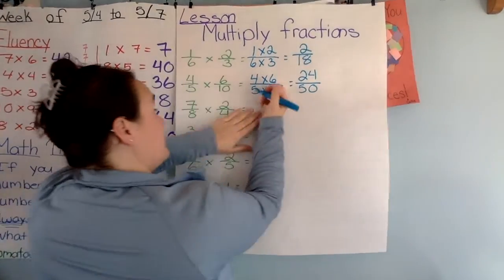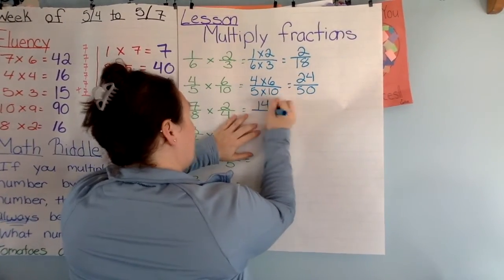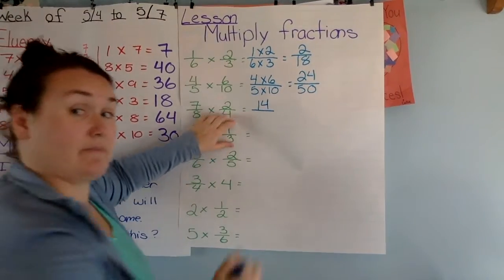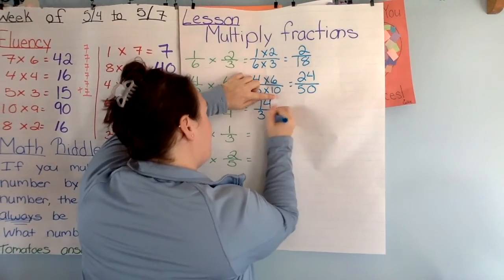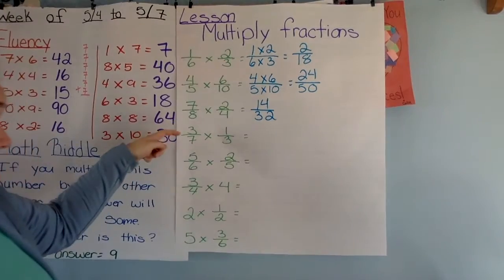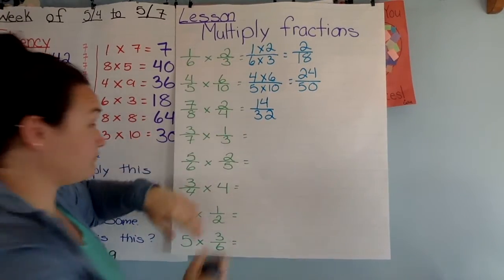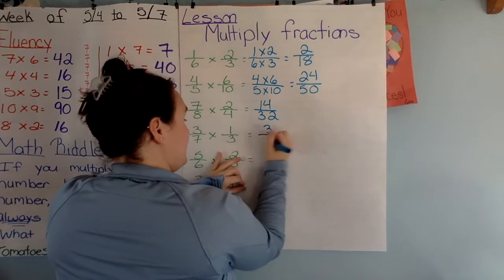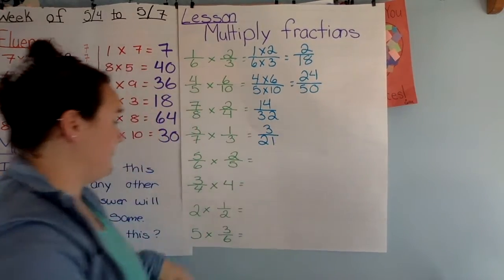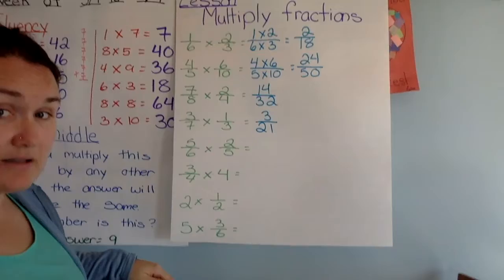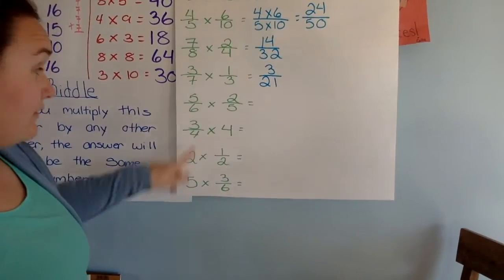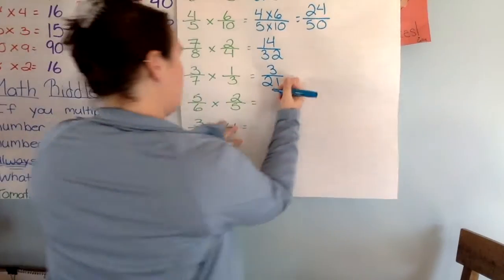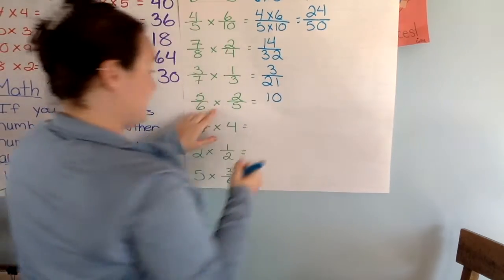7 times 2 is 14. 8 times 4 is 32. 3/7 times 1/3. 3 times 1 is 3. 7 times 3 is 21. 5/6 times 2/5. 5 times 2 is 10. 6 times 5, 30.